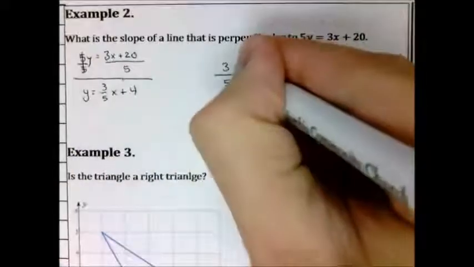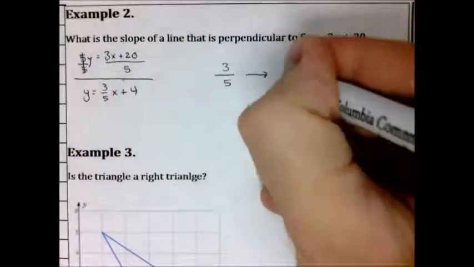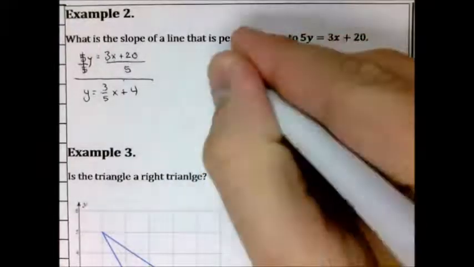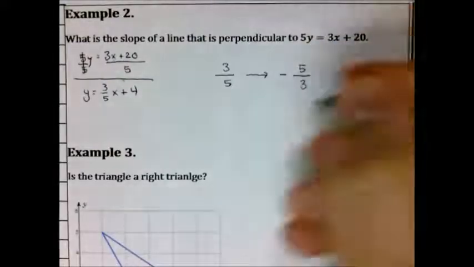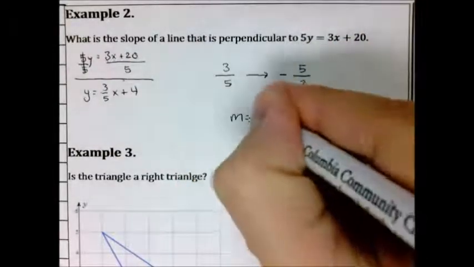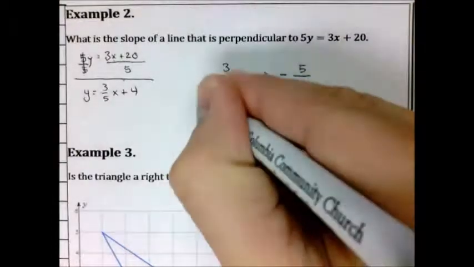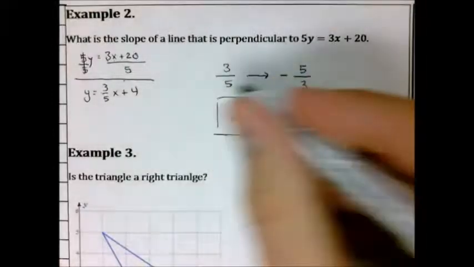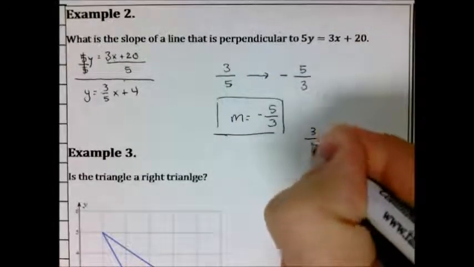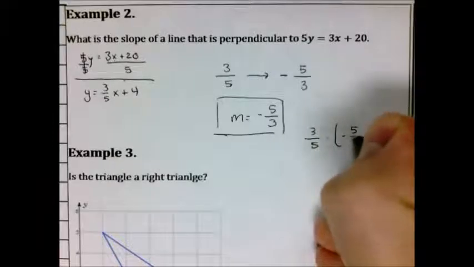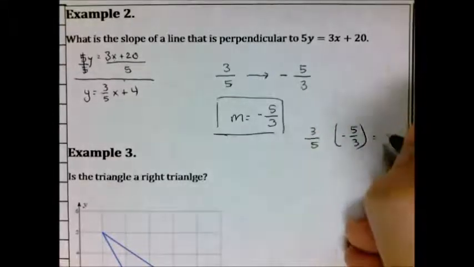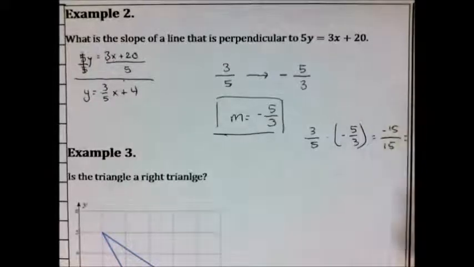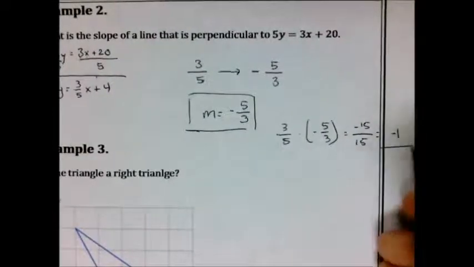The opposite reciprocal, this one is positive. That means we're going to have a negative. Reciprocal, meaning 5 is going to become the numerator. 3 in the numerator is going to now be the denominator. So m, our slope, is equal to -5 over 3. And again, we can check that out by multiplying these two together. 3/5 times -5/3. 3 times -5 is -15. 5 times 3 is 15, and we see that does equal, I'm writing off the page here, that does equal -1. So that checks out.